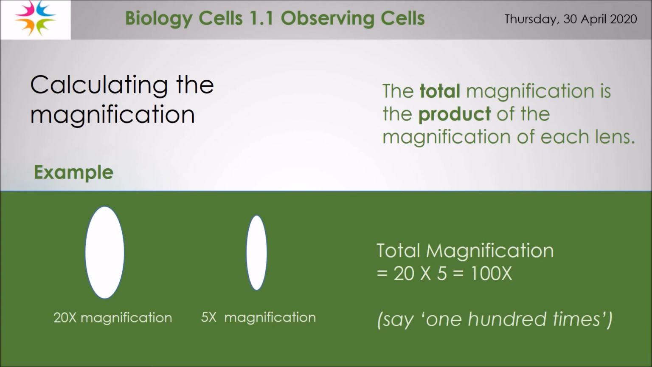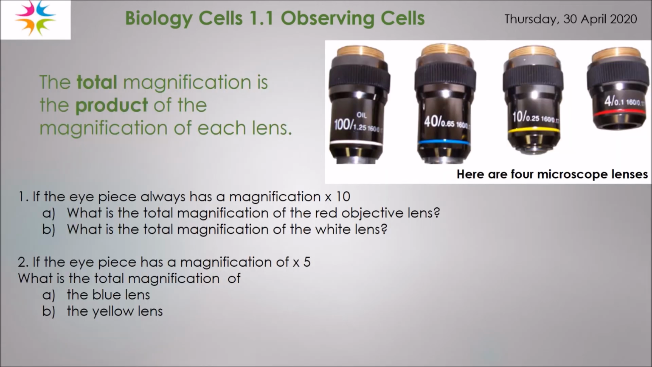Now this is how we calculate the magnification. Here's an example. So that bigger lens down there on the left has a magnification of 20 times. That's how we say 20x, 20 times. And the smaller lens has a magnification of 5 times. So the total magnification is the product of the magnification of each lens. So in other words, the total magnification is 20 times 5, which is 100 times.